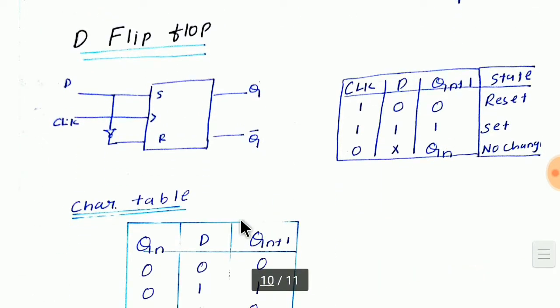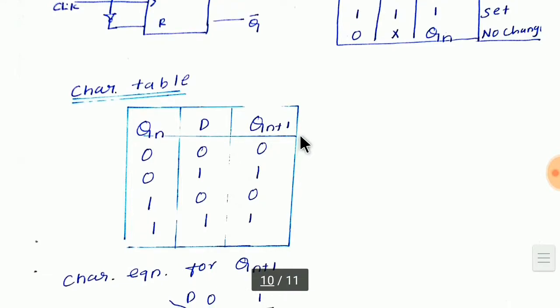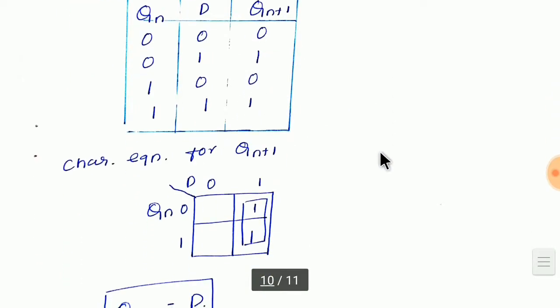Now I am going for D flip-flop, which is nothing but combining S and R with a NOT gate. This operation I have already explained. The same operation is going to get repeated here, so I am directly going to the characteristic table. See, look at this. Your D and Qn plus 1 are exactly the same. This is the reason why it is known as transparent flip-flop.